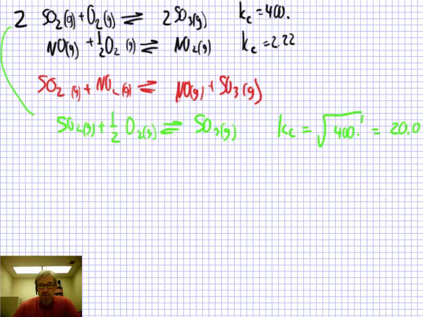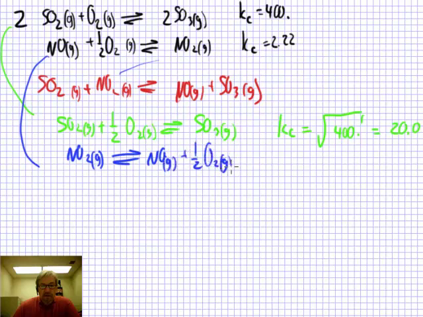The second equation is going to have to be flipped around so that I can get a mole of NO2 on the left-hand side. So changing this one, I'm going to go NO2 gas in equilibrium with NO gas and 1/2 O2 gas. Because I've reversed it, K for the new reaction is 1 over the original K, so 1 over 2.22, which works out to 0.450.